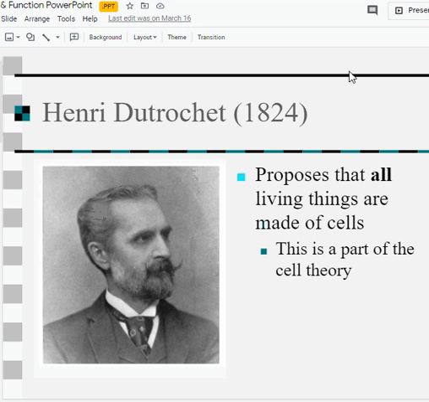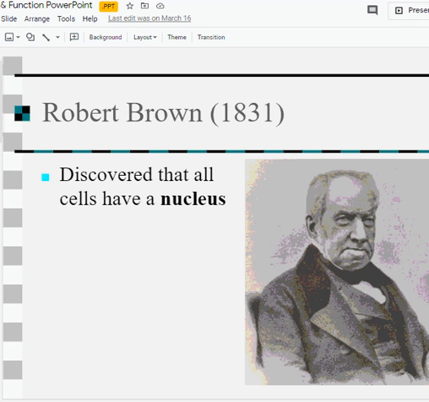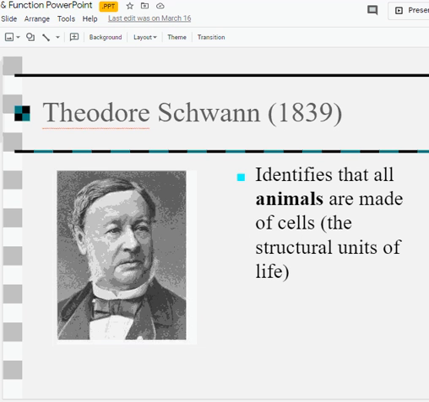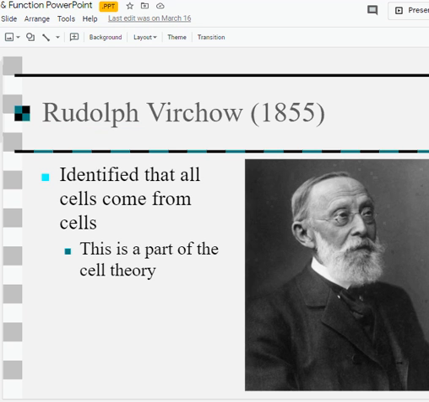Henri Dutrochet, we jump ahead about 150 years or so, proposing that all living things are made of cells. We have Robert Brown, who identifies the nucleus, and Schleiden, Schwann, and those are still the 1800s, and Rudolf Virchow. Now, that covers all the old dead guys because they're all old, they're all dead, and they're all guys.